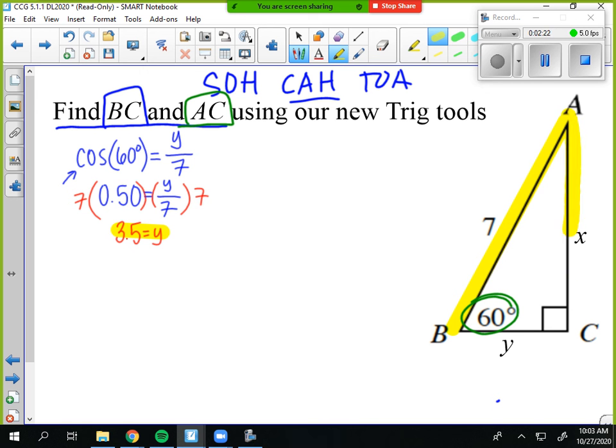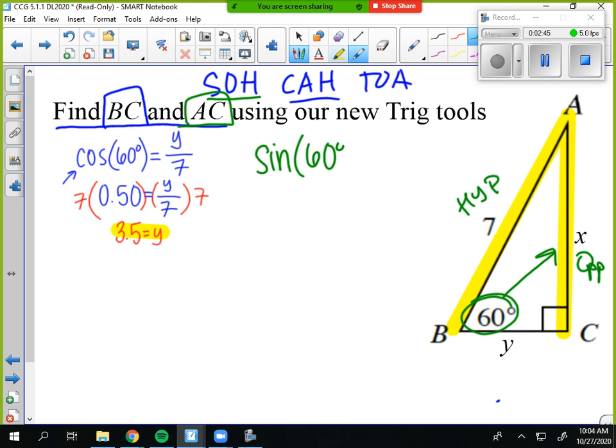And then because I'm trying to find this side, I'm going to highlight it. So that means that I am working with the side opposite my angle and the side that's the hypotenuse. So which trig tool? Sine, right? Sine is opposite and hypotenuse. So sine of 60 degrees equals opposite over hypotenuse, right? It's the ratio between the opposite side and the hypotenuse.